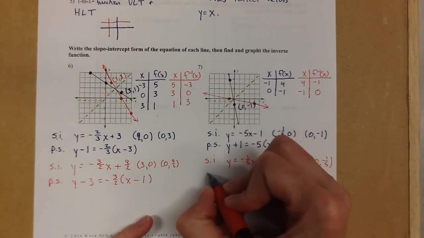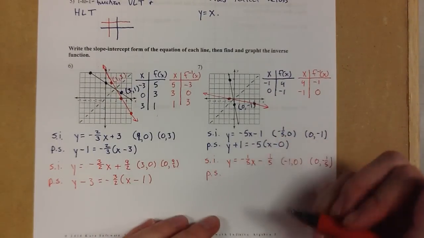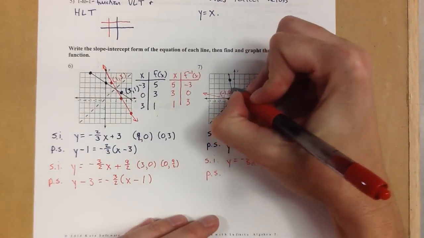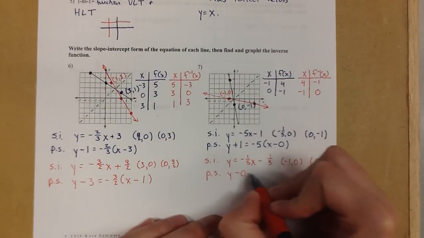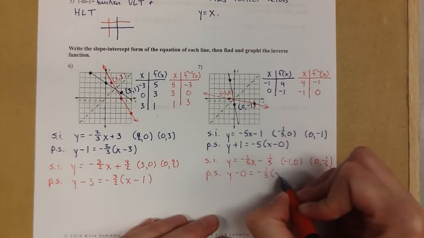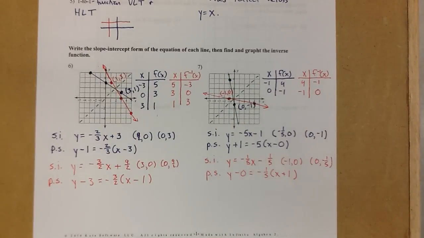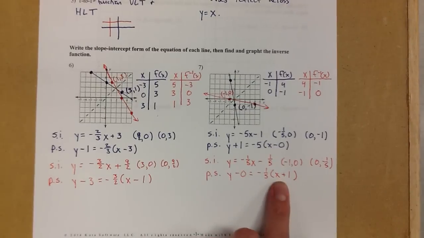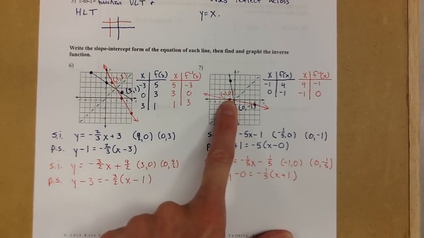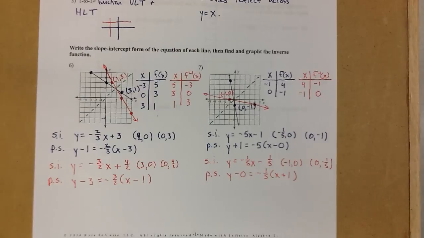Alright, so if I do point slope, I use 0, negative 1, so we'll use negative 1, 0. I have y minus 0 equals negative 1/5 times x plus 1. Ready? Questions? This right here, point slope. I plugged negative 1, 0 in, and it's x minus x1. So you have x minus minus 1. Yep. Okay. Anybody else?